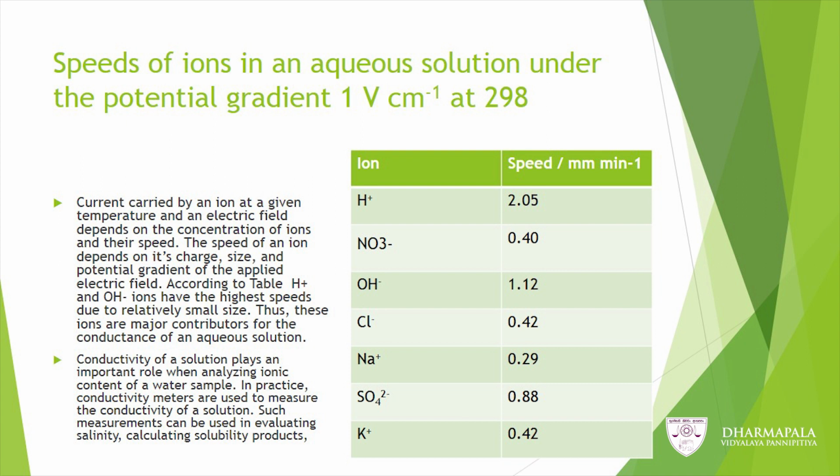So current carried by an ion at a given temperature and an electric field depends on the concentration of ions and their speed. The speed of an ion depends on its charge, size and potential gradient of the applied electric field. According to this table, H plus and OH minus ions have the highest speeds due to relatively small size. Thus, these ions are major contributors to the conductance of an aqueous solution.